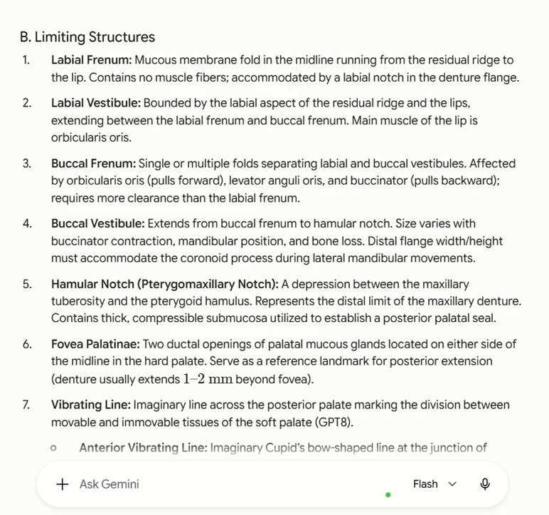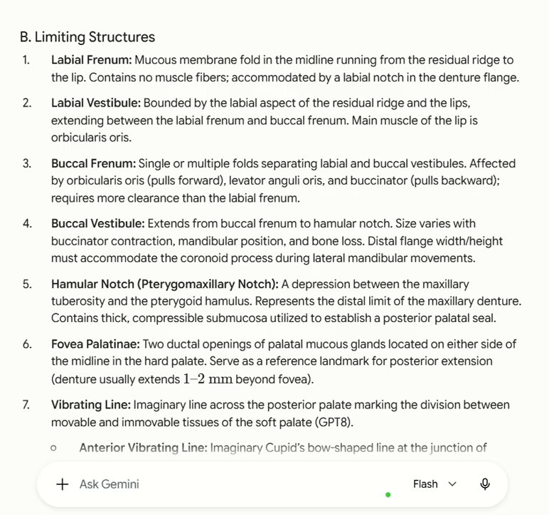Buccal frenum, single or multiple folds separating labial and buccal vestibules. Affected by orbicularis oris, which pulls forward, and levator anguli oris and buccinator, which pull backward, it requires more clearance than the labial frenum. Buccal vestibule, extends from buccal frenum to hamular notch. Size varies with buccinator contraction, mandibular position, and bone loss. Distal flange width and height must accommodate the coronoid process during lateral mandibular movements.